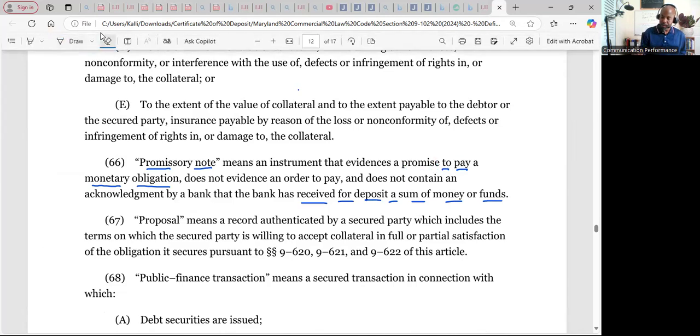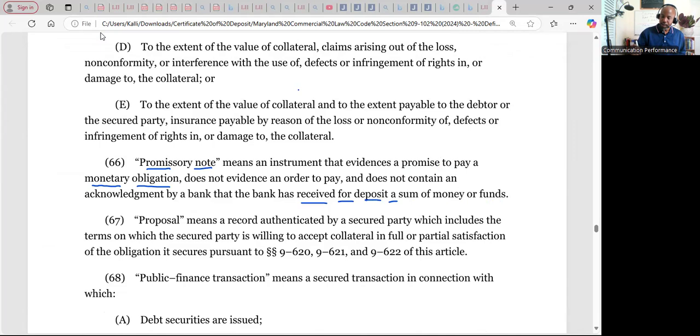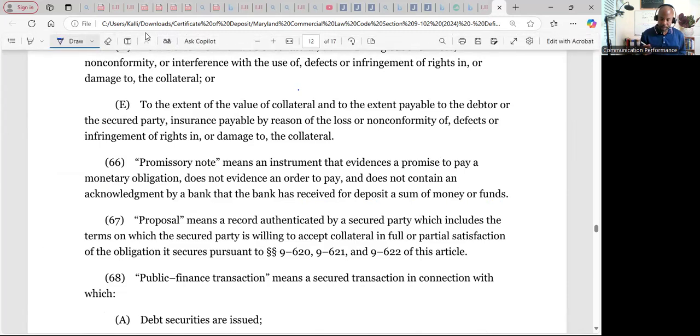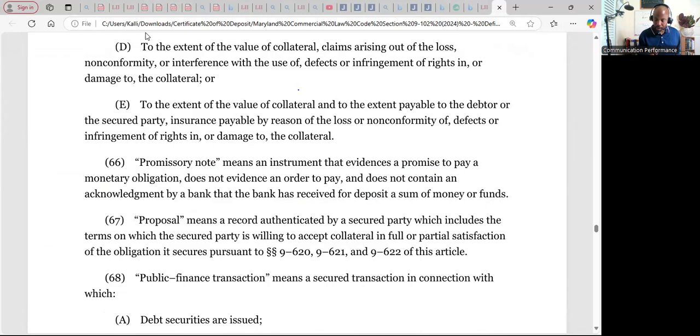So let's do this. Let's read it all the way through, and then what we're going to do, we're going to make some edits to this definition. So it says promissory note means an instrument that evidences a promise to pay a monetary obligation, does not evidence an order to pay, and does not contain an acknowledgement by a bank that the bank has received for deposit a sum of money or funds.